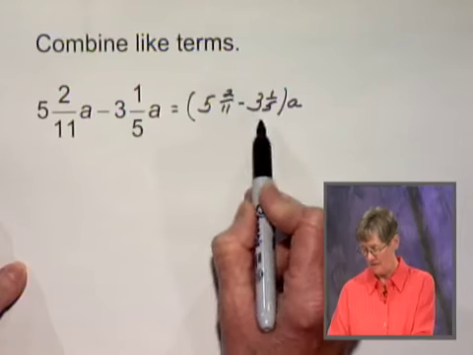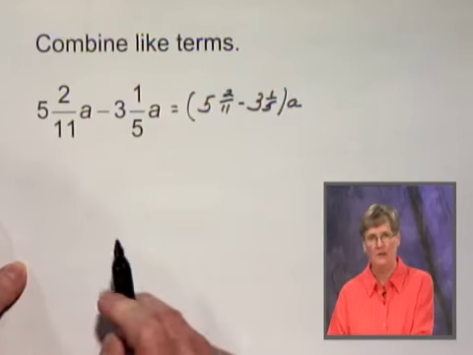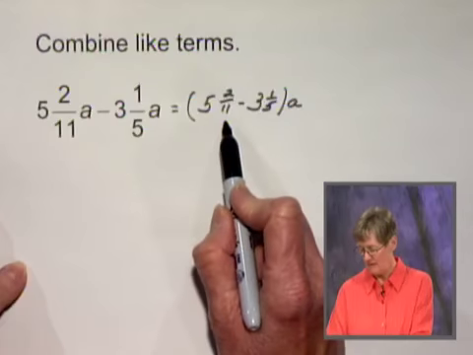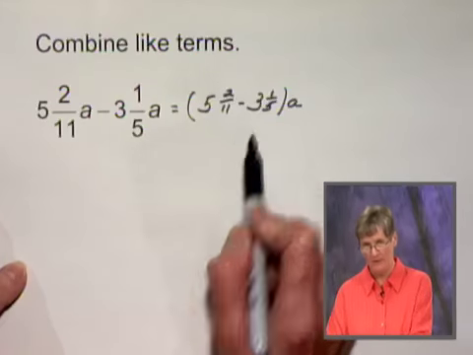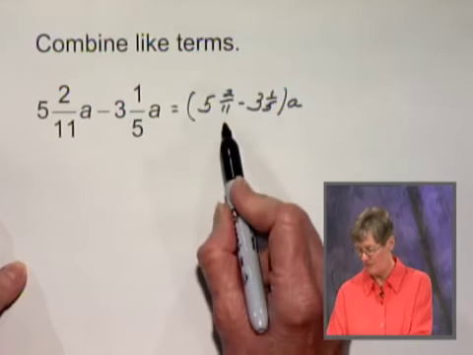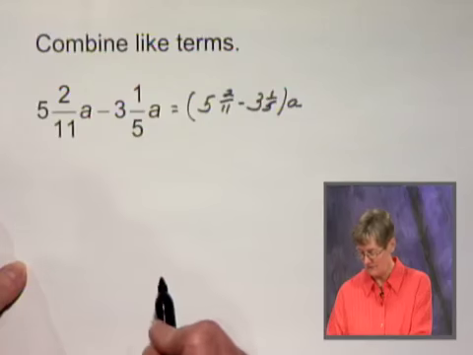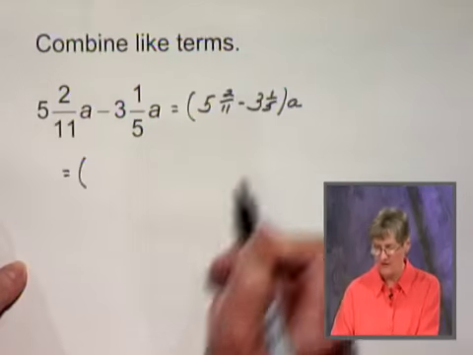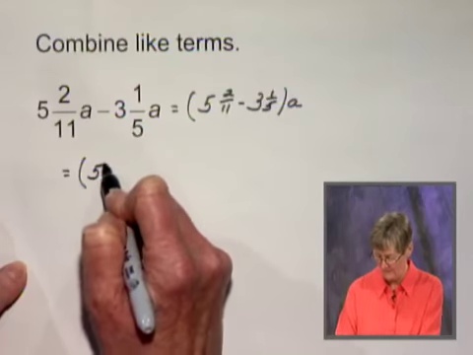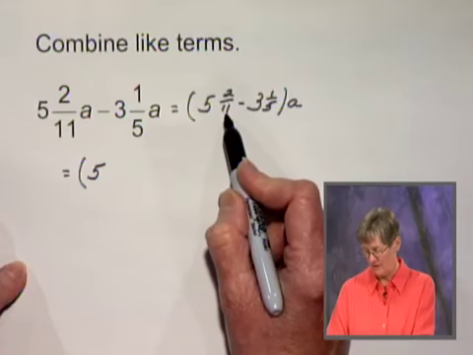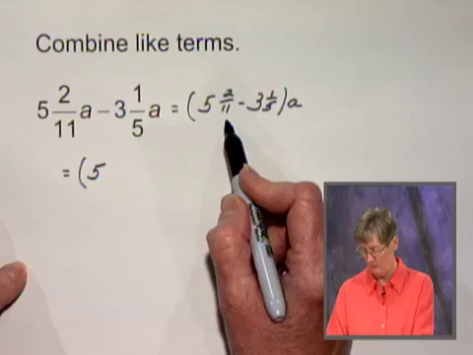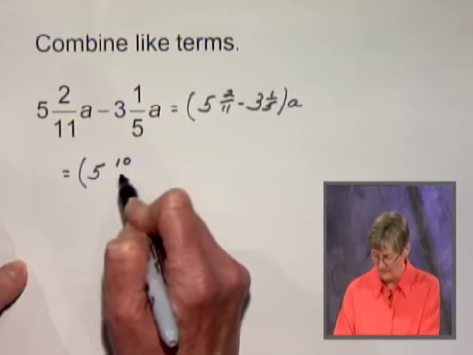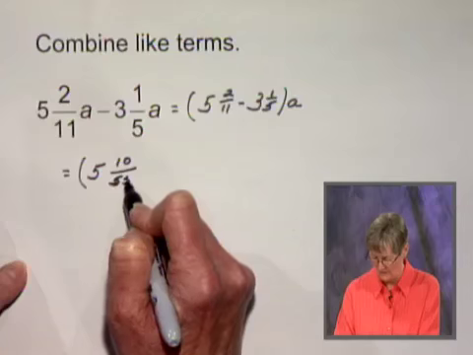Now, to do this subtraction, I need to have the two fraction parts of the mixed numerals over the same denominator. And the least common denominator is going to be the product of the two denominators. They're both prime numbers, so it will be the product of 11 and 5, or 55. So I want to write each of these fractions with a denominator of 55. To do that, in the first fraction, I would multiply it by 1 in the form of 5 over 5. So 2 times 5 is 10, and 11 times 5 is 55.